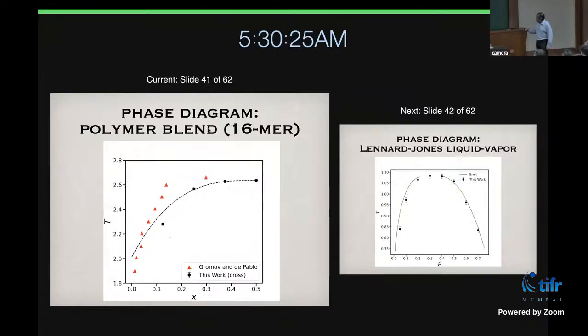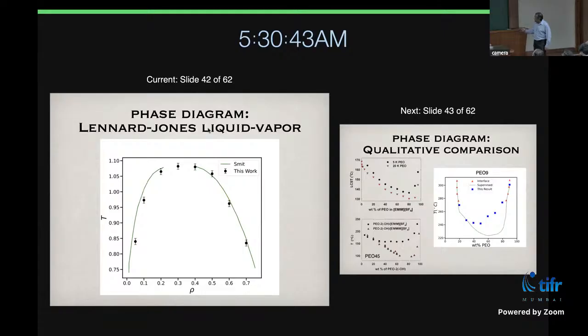This is for a different system, the same polymer blend, but shorter chains. That's the Ising fit. And we get good agreement with that. Simulation is a little bit off, but they were done a long time ago. They were done in like 1993. So they were very, very difficult simulations at the time. And this is for the liquid vapor coexistence curve.